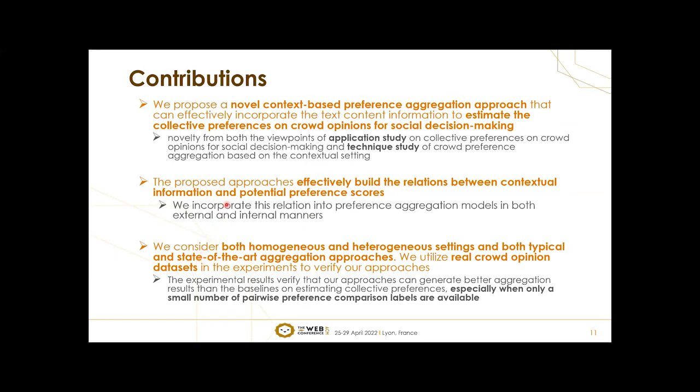And so the contributions of our work are like this. We propose a novel context-based preference aggregation approach to estimate the collective preference on the crowd opinions for social decision-making, which has novelty in both applicative and technical study. We build the relation between the context information and the potential preference scores. We use real crowd opinion data sets to verify our approach, and our approach is effective, especially when only a small number of labels are available.